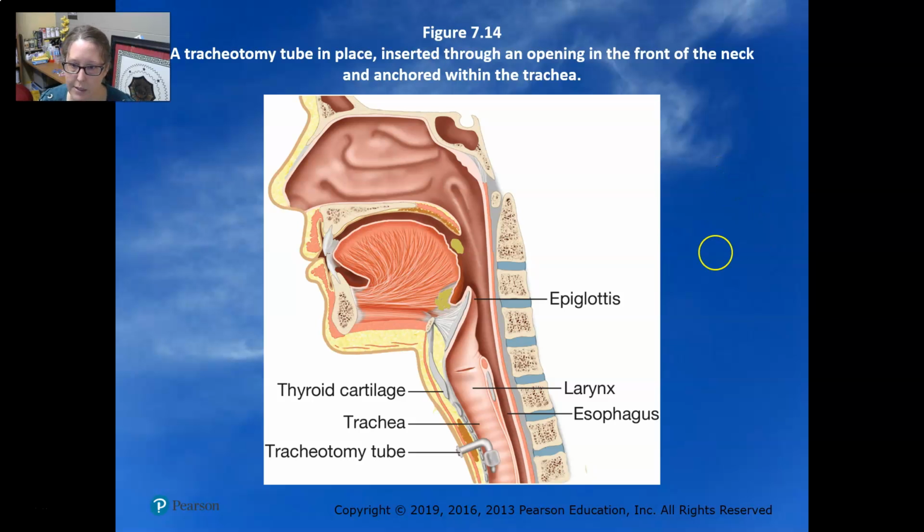And so here it is. Right here, I don't know if you can see it. You find the thyroid cartilage, which is above the larynx, and then you have to puncture through here and get into the trachea. That's where the tracheostomy tube is placed.